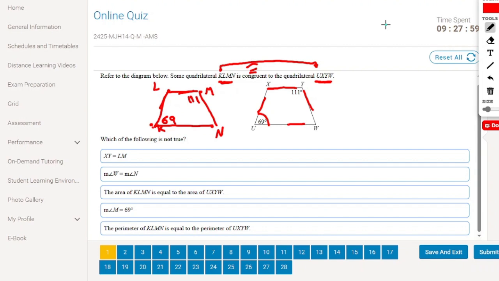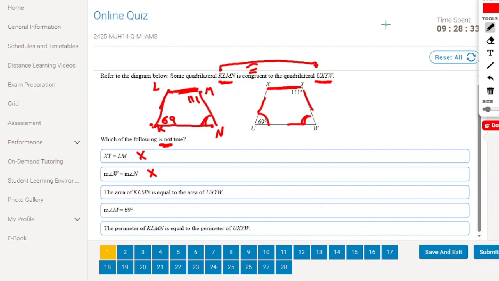Which of the following is not true? Okay, number 1, XY. So XY, this side, equal to LM. This is true. So this is not the answer. Now, measurement of angle W equal to measurement of angle N. This is true, but this is not the answer.